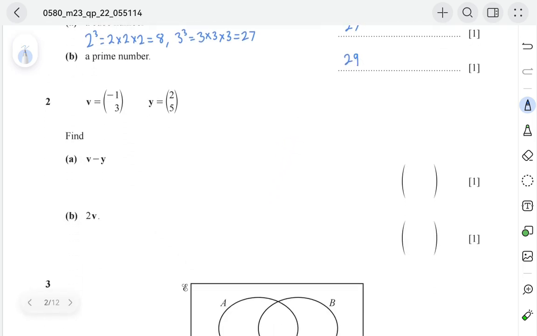Moving on to question 2, we are doing vector subtraction. So, to subtract vectors, we just write the column vector, and we can actually subtract each of the components just like that. So it'll be -1 minus 2 and 3 minus 5, which gives us -3, -2.